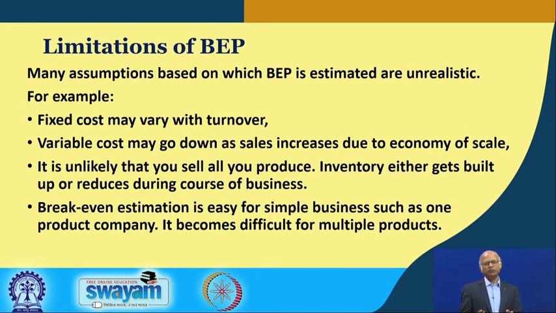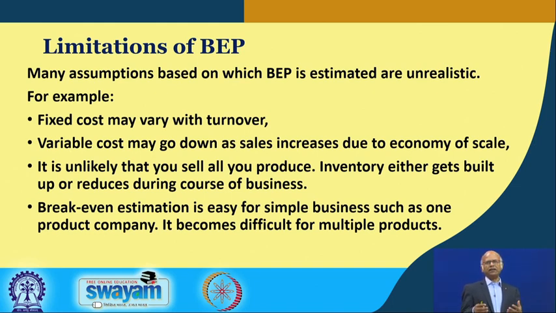But there are limitations. You have seen that there are too many assumptions for estimating break-even point. Every assumption is a limitation. Like fixed cost may vary with turnover. Suppose you are manufacturing 1,000 shirts in a month. Now suddenly you get a higher order, say 5,000. So, you have to install a newer machine, then you have to maybe rent another premises. So, fixed cost may actually vary with changing turnover, but we presume that it is not varying. If it is varying, then estimation becomes complex. It can be done, it becomes complex.